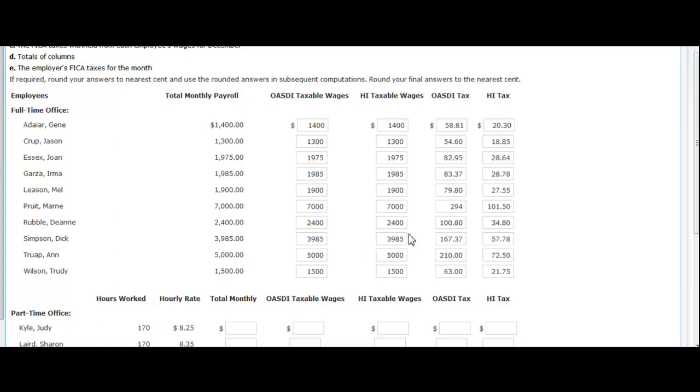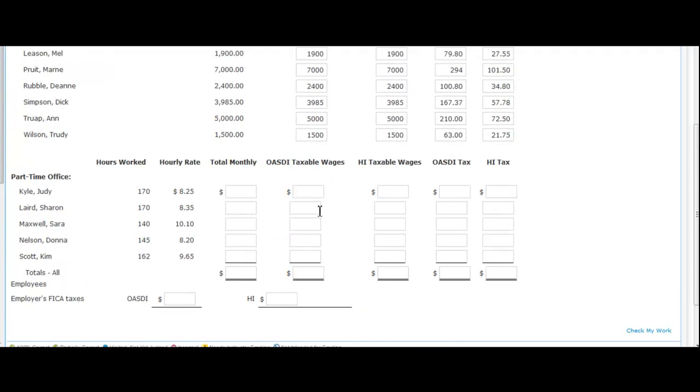Okay, now that we have our full-time employees completely calculated based on 4.2% and 1.45%, it's time to take a look at our part-time employees. So the first thing we have to do with our part-time employees is calculate their actual total monthly pay. So we're going to take their total hours worked times their rate of pay. Now, it says in the book that no one is paid overtime, so we'll simply take 170 times 8.25, 170 times 8.35, 140 times 10.10, so on and so on.